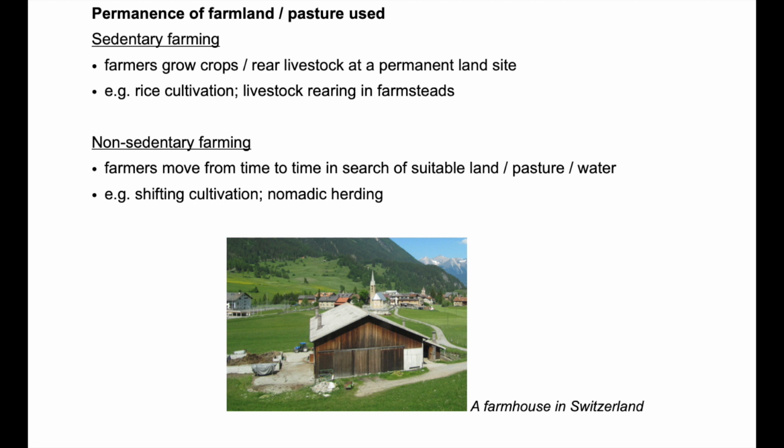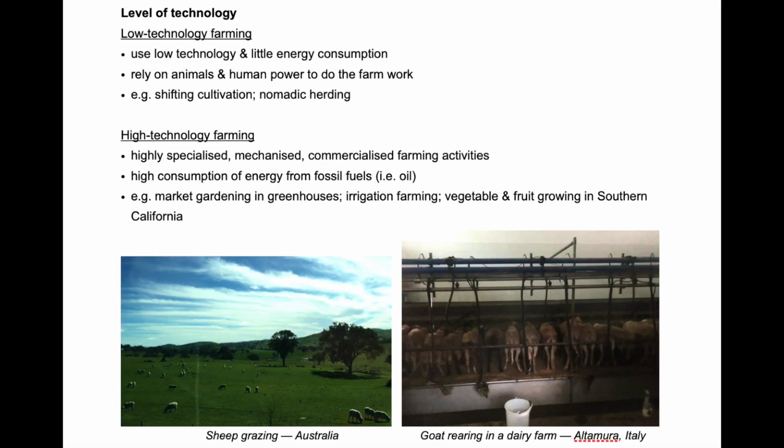Example would be the Mongolians, right? Mongolian yurts, Mongolian camps, something like that. They have to be easy to move around, fast enough, and light enough. So non-sedentary. Then finally, we have level of technology.